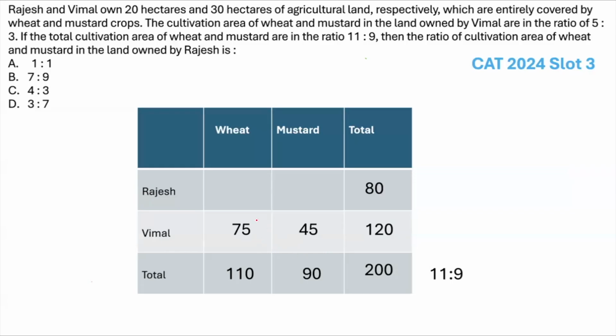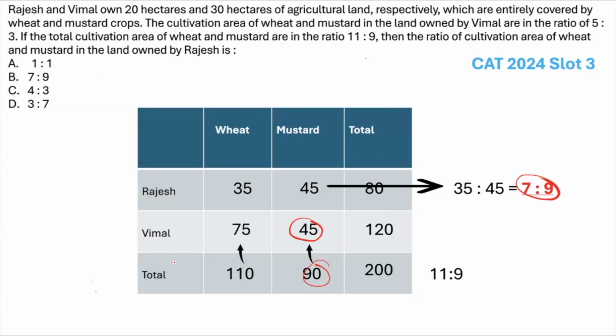Now, the total wheat cultivation is 110 and Vimal produces 75. So the remaining value is the cultivation by Rajesh. 110 minus 75 is 35. Same way, 90 units of total mustard cultivation, out of which Vimal cultivates 45. 90 minus 45, the difference is 45. And finally, we want the ratio of the wheat and mustard cultivation by Rajesh. This will be 35 is to 45, which is our answer 7 is to 9, which is our B option.